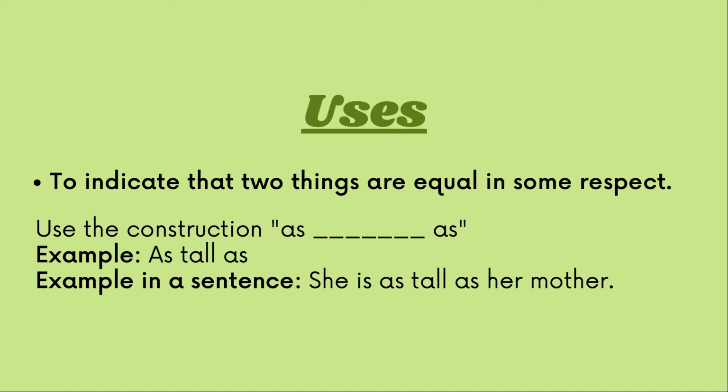And another use is to indicate that two things are equal in some respect. And for this we use the construction as blank as. For example, as tall as. And this in a sentence would be she is as tall as her mother. So in this we compare but to indicate similarities.